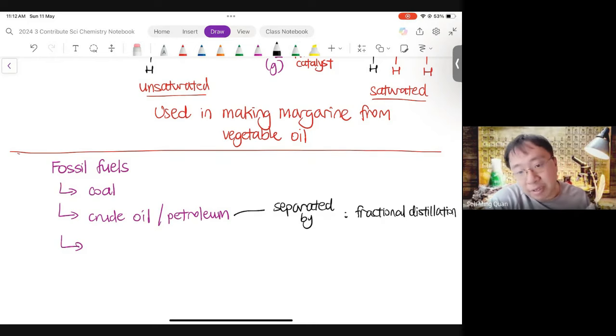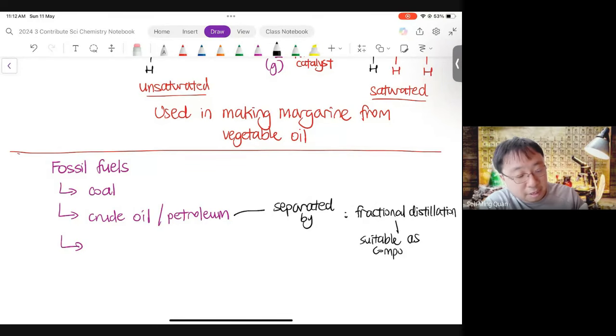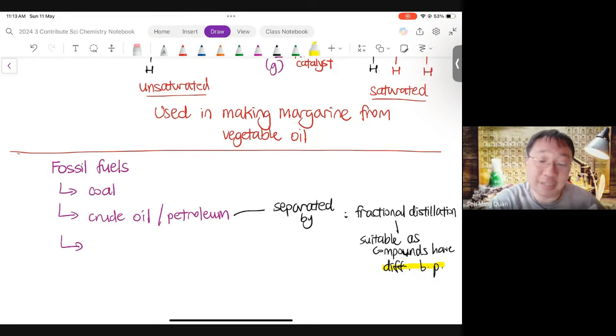So the hydrocarbons or compounds in crude oil are separated by the process called fractional distillation. And this is suitable because the compounds inside crude oil have different boiling points. So the idea behind fractional distillation is always about different boiling points of the substances. Okay? Now, for your syllabus, you don't have to memorize what you obtain at the end, but you need to know why fractional distillation is useful, why fractional distillation is suitable.